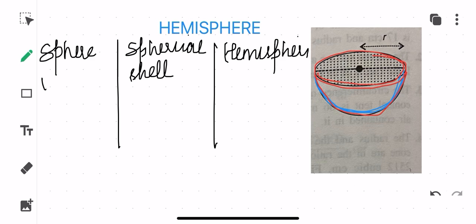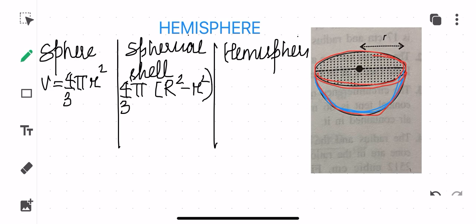So the volume for this is given by what, children? Volume is given by 4 by 3 into pi r cube. For this it is given by 4 by 3 into pi, capital R cube minus small r cube, and for this it is given by 2 by 3 into pi r cube.